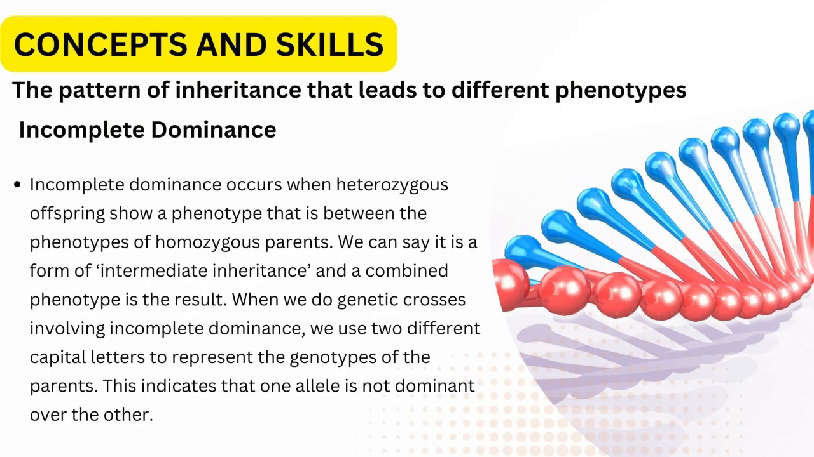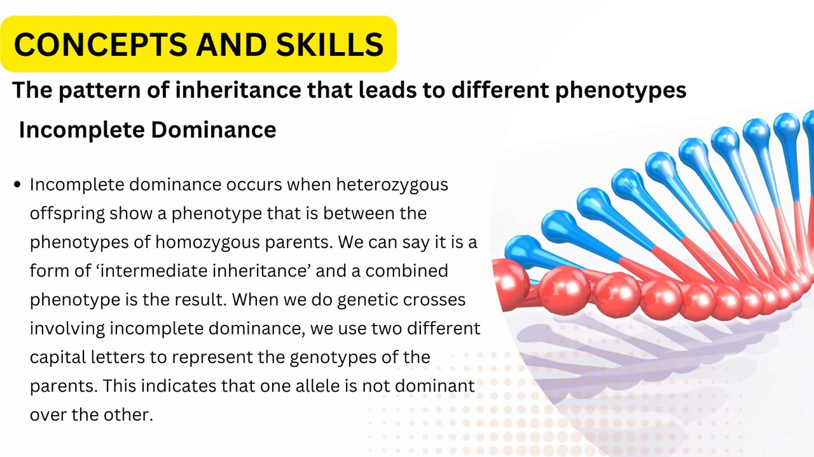Concepts and skills. The pattern of inheritance that leads to different phenotypes. Incomplete dominance. Incomplete dominance occurs when heterozygous offspring show a phenotype that is between the phenotypes of homozygous parents. We can say it is a form of intermediate inheritance, and a combined phenotype is the result.